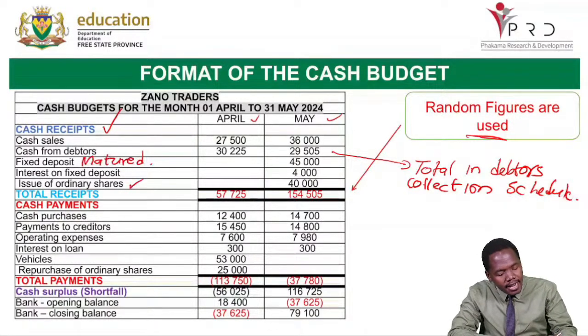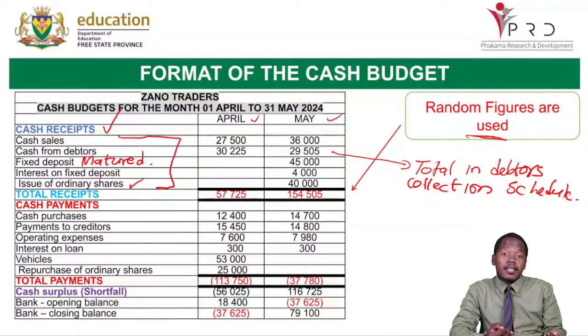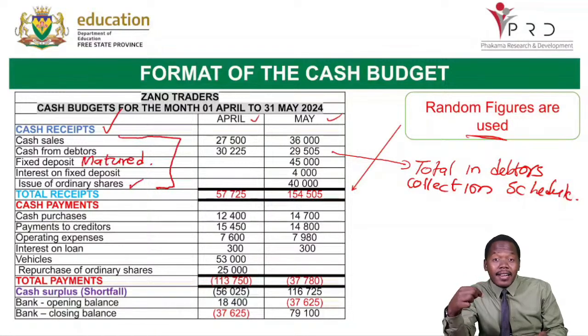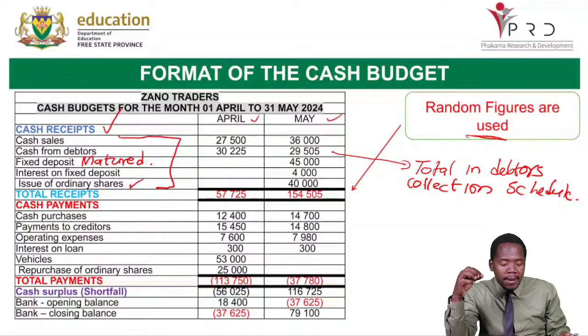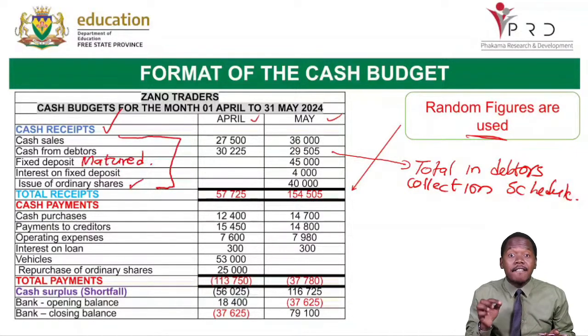And then after that, now we add all the receipts. After adding all of them, for April, for an example, we got 57,725. For May, we got 154,505. That is just the addition of 36,000 plus 29,505 plus 45,000 plus 4,000 plus 40,000. That gave us a total of 154,505.